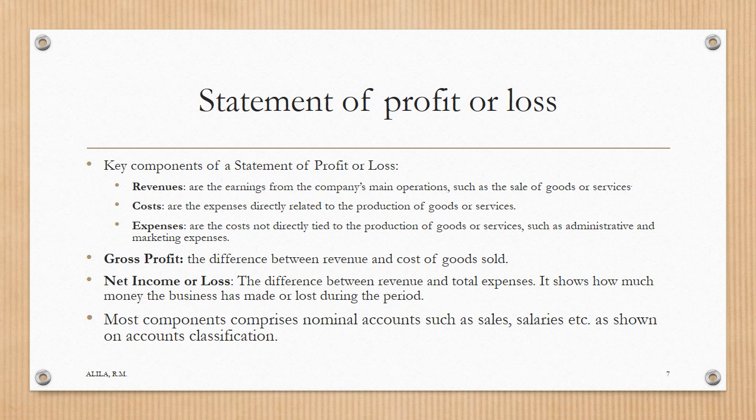So how do we arrive at a gross profit? The gross profit is the difference between the revenue and the cost of goods sold. And the net income is the difference between gross profit when we deduct the operating expenses, to show how much money the business has made or lost during the particular period. Most of the components in a statement of financial profit or loss comprise nominal accounts such as sales, salary, etc.